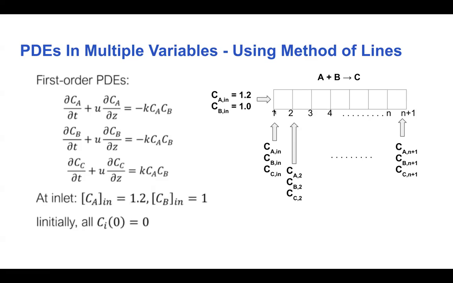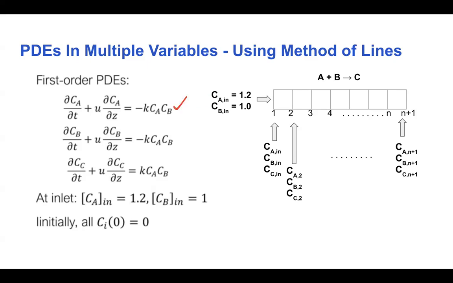Now you have to say that as I progress across the reactor and also as my time progresses, I need to find what my CA, CB, CC are at all the grid points, and also how they change with respect to time. So this is what I'm intending to find out. With one variable, you know how to do it. If you only had this equation, how do you do it?